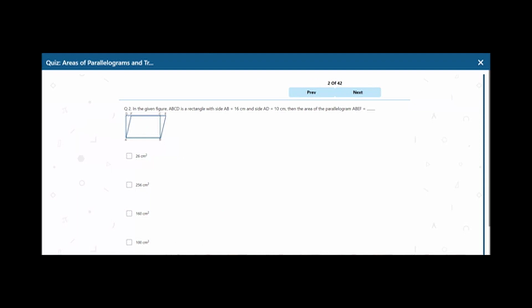Next is Akash. Akash, please answer this question. ABCD is a rectangle. AB is 16, AD is 10. What is the area of ABEF? Third option, ma'am. Third option. That's correct. The rectangle is also a parallelogram.